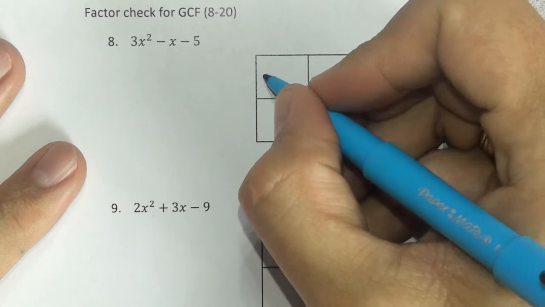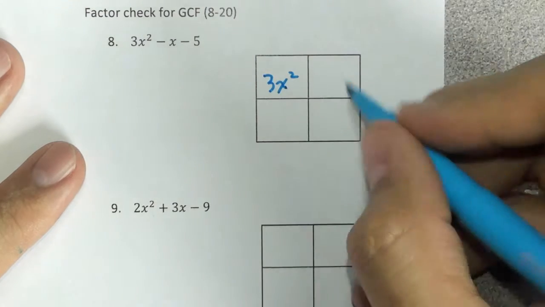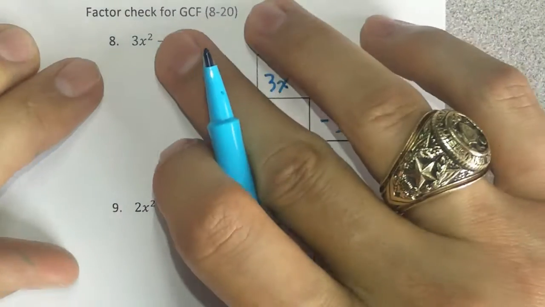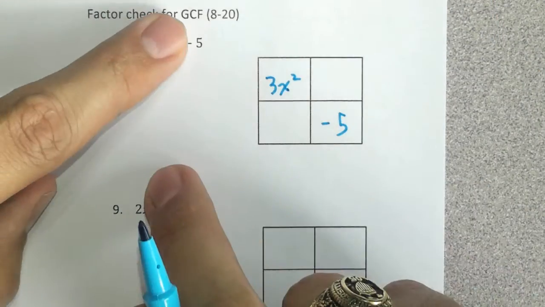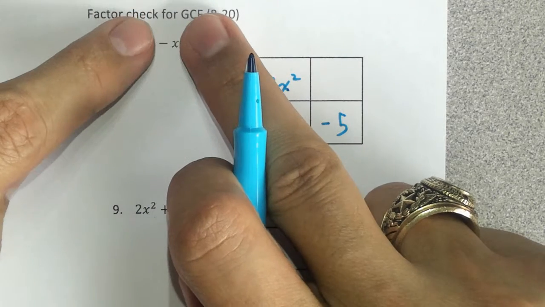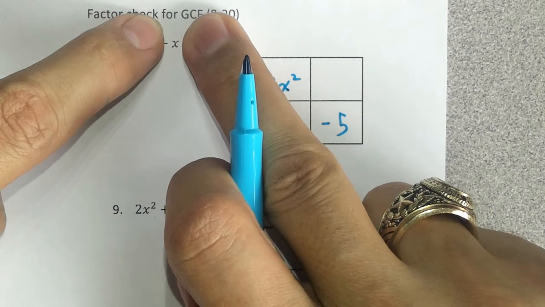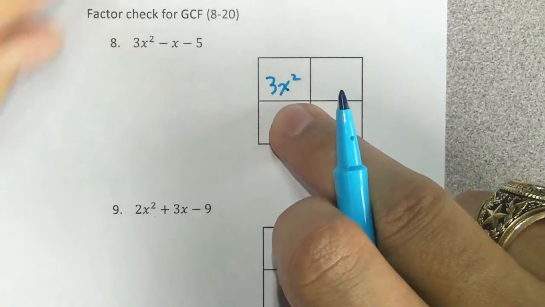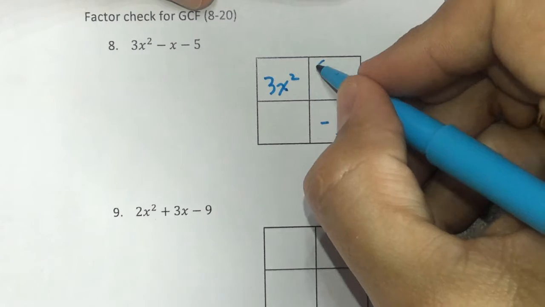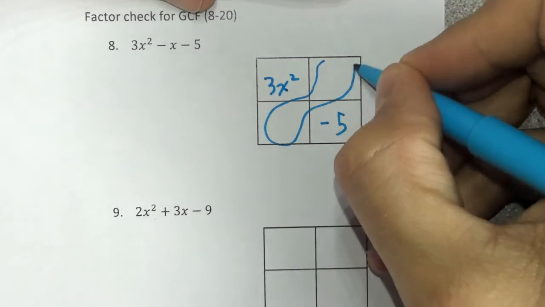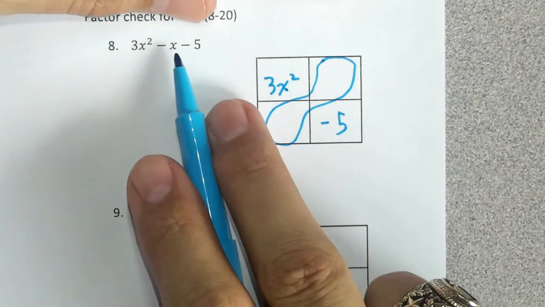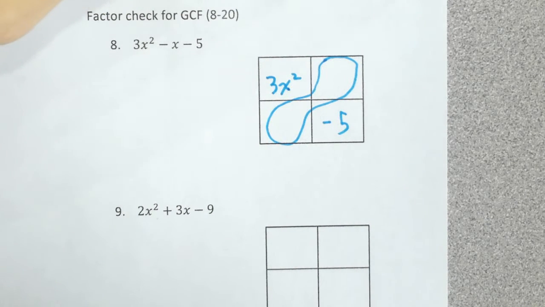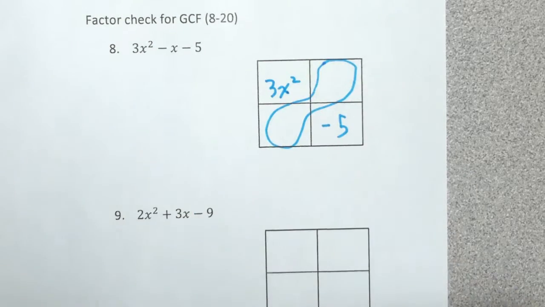Top left box, 3x squared. Bottom right box, minus 5. So first term goes in the top left, last term goes in the bottom right. Now, this term in the middle is split between these. These values are going to have to add up to -1. There's a fairly easy way to figure out what that is.